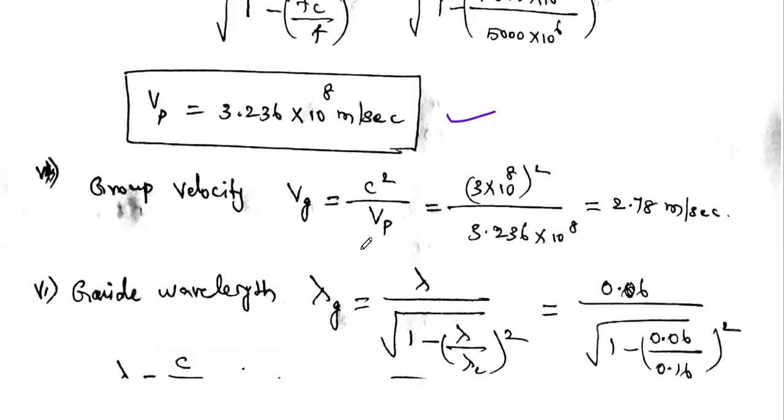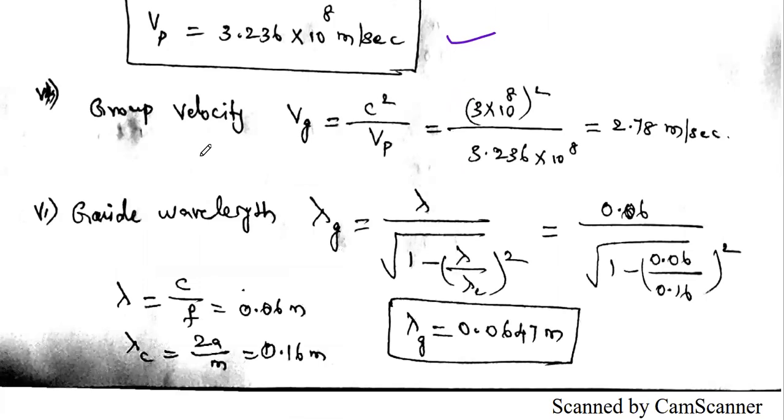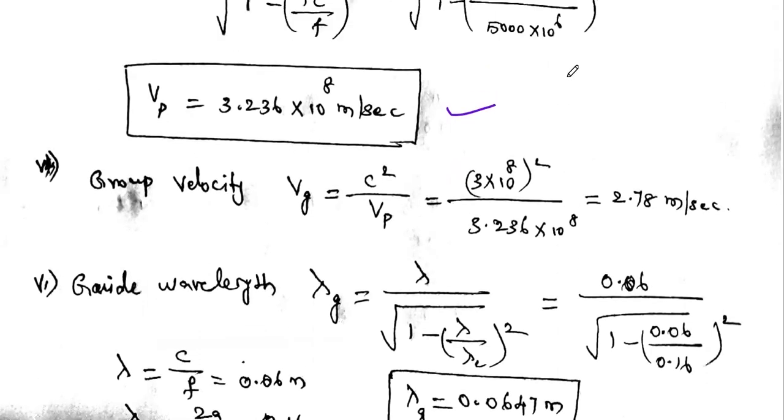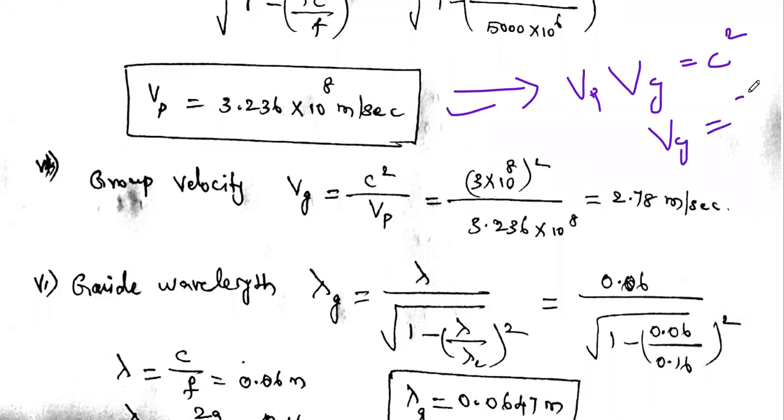Then the next question, group velocity. In order to solve the group velocity, you already know the product of phase velocity and group velocity, Vp into Vg equal to c squared. Vp into Vg equal to c squared. The phase velocity we just calculated. So from that, the group velocity is equal to c squared divided by Vp.